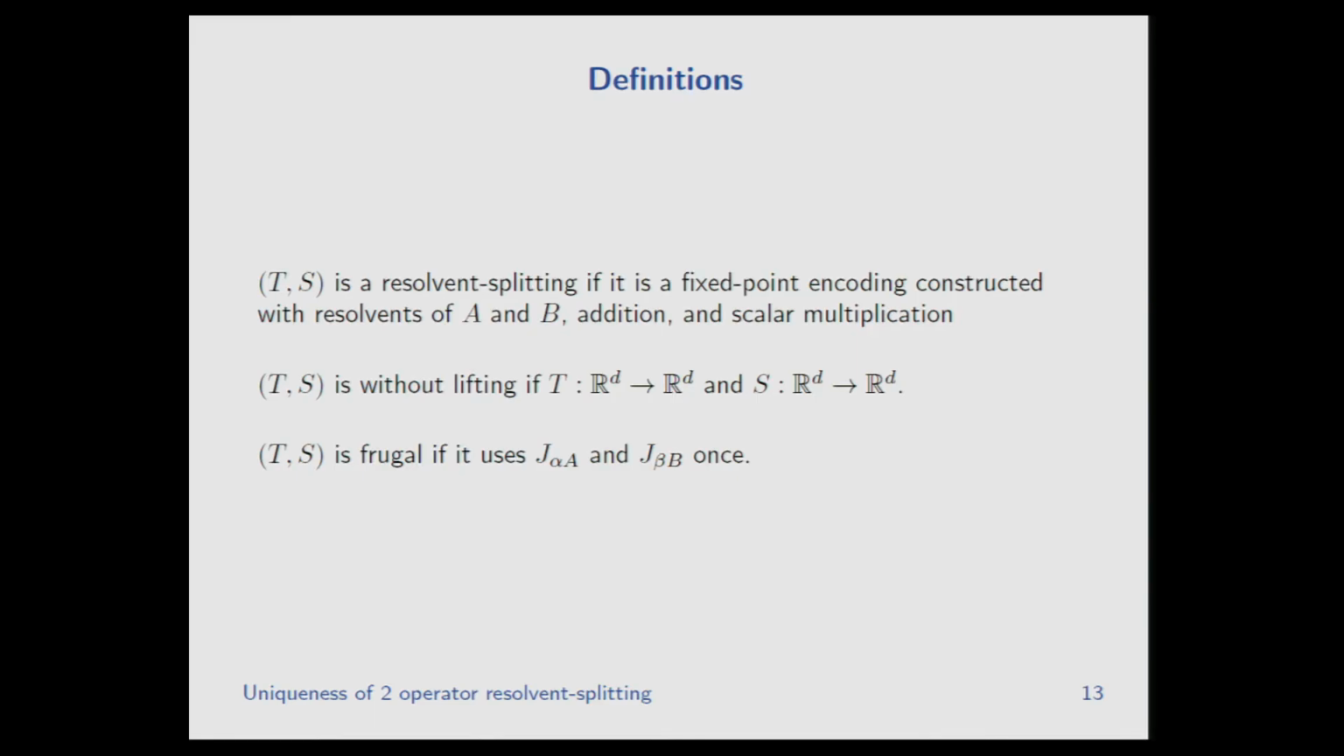And I say TS is a resolvent splitting if the fixed point encoding is constructed with resolvents of A and B, addition, and scalar multiplication. So I can use scalar multiplication, addition, resolvents of A and B. That's the only thing I'm allowed to use, computationally speaking. I say TS is without lifting, does not use lifting, if the mapping of T is from R^d to R^d. And I say TS is frugal if it uses the resolvents of A and B only once. I am allowed to use the resolvents with respect to different scaling parameters, but the resolvents I can only use once each.